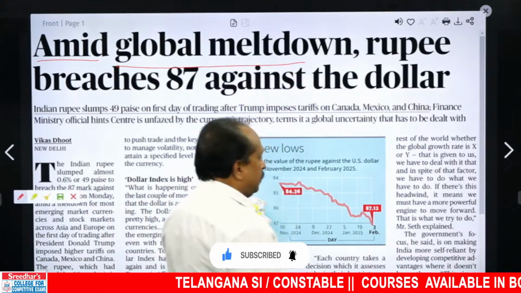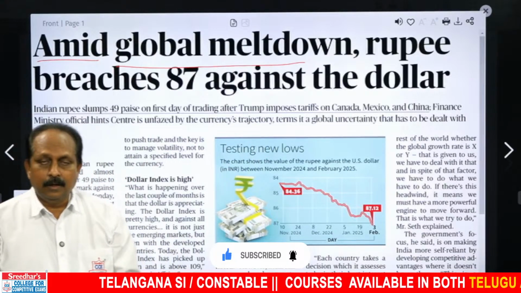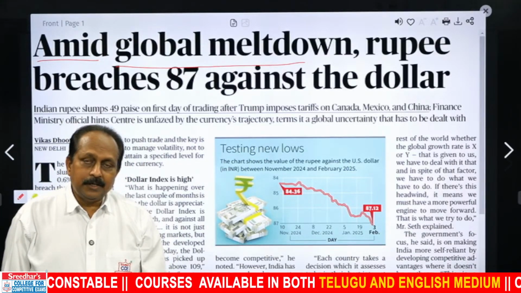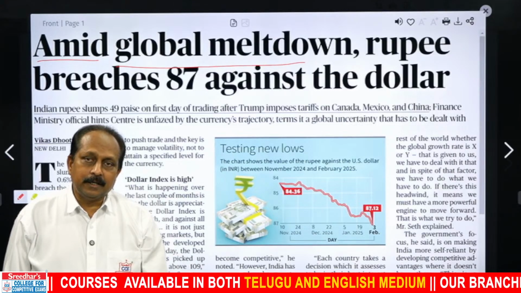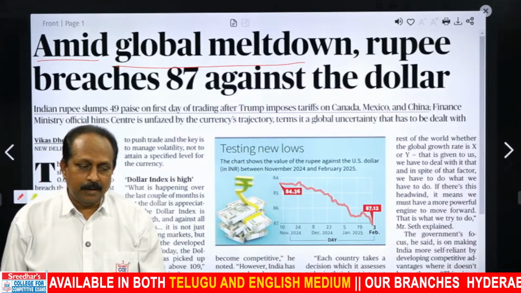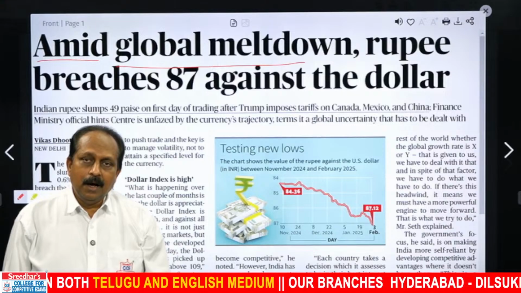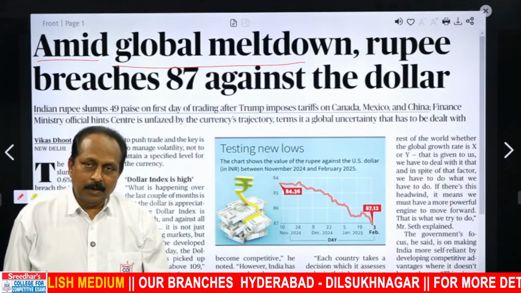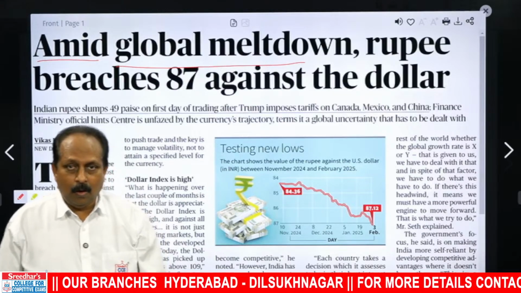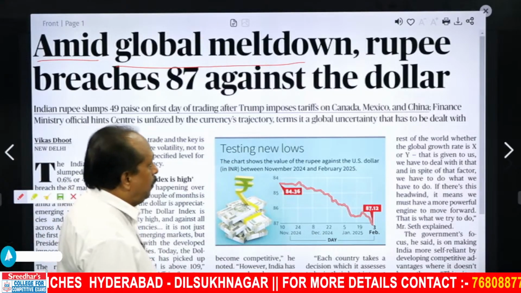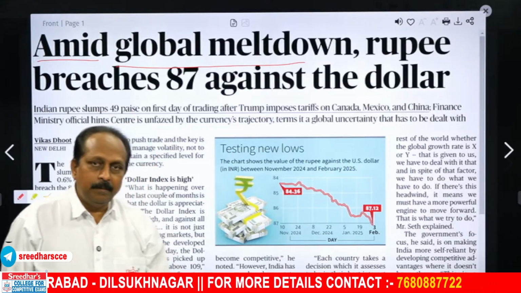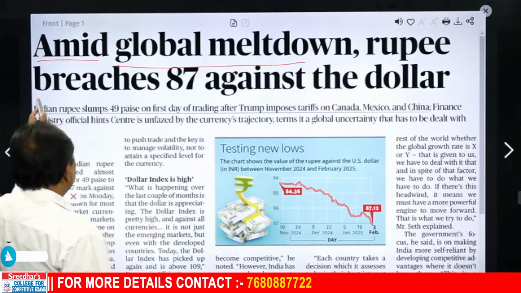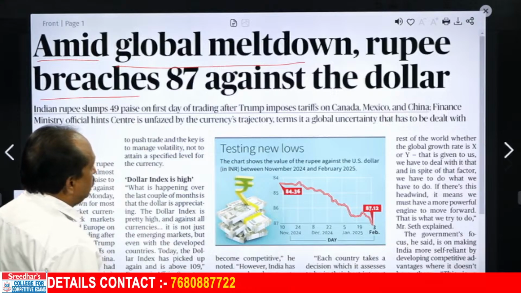Generally, we use this economic downturn, global meltdown, recession, all related words. And the word recession is very important. Sometimes you may get it as a passage, and they have already given it many a time. What exactly does it mean? Recession means low economic activity. Global meltdown, recession, economic downturn, all these are important expressions one has to remember, especially while preparing for bank exams. Important terminology. Rupee breaches 87 against the dollar.